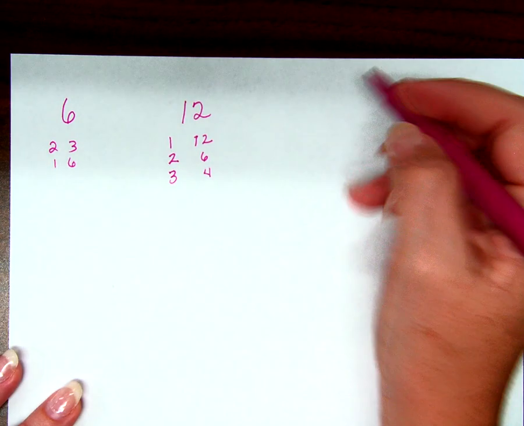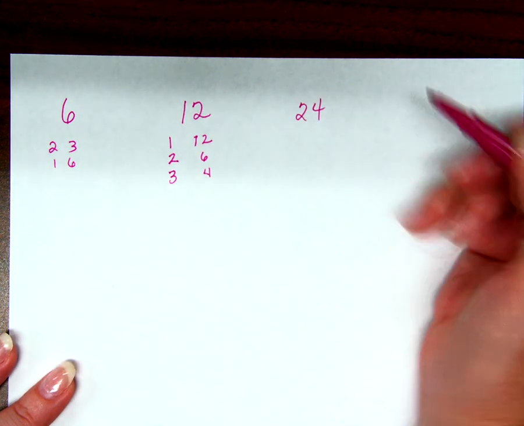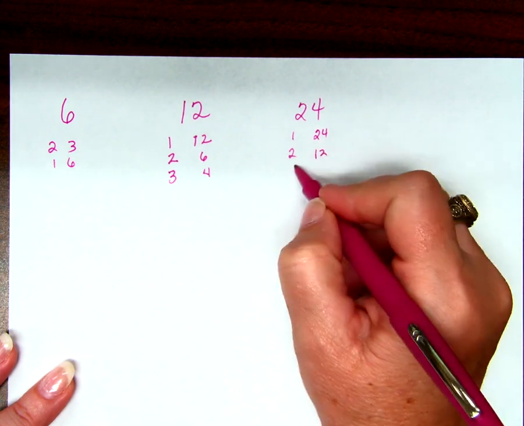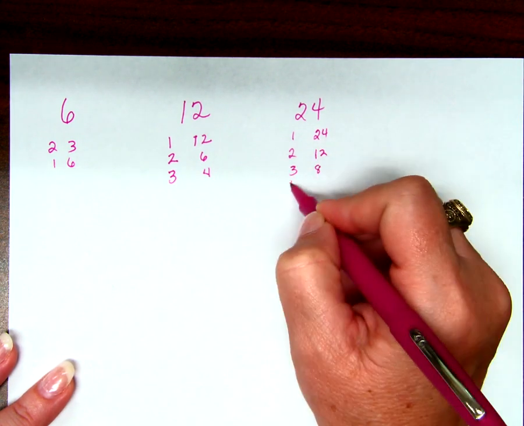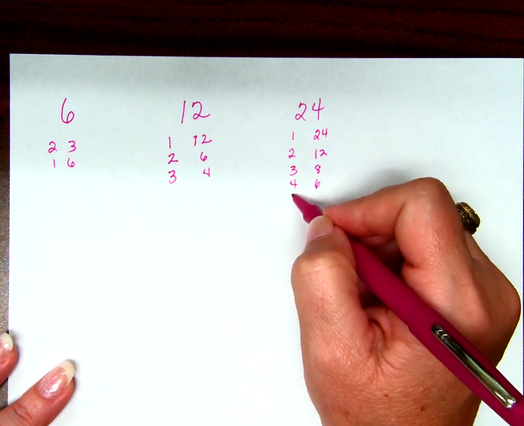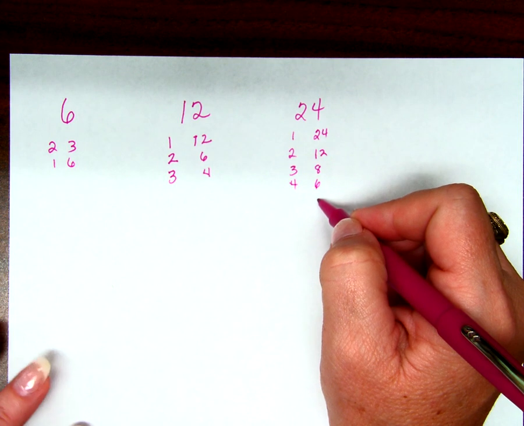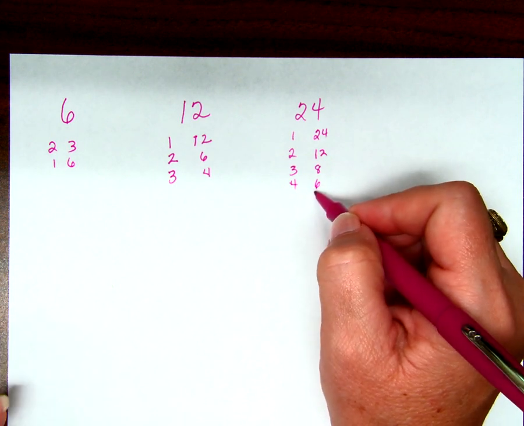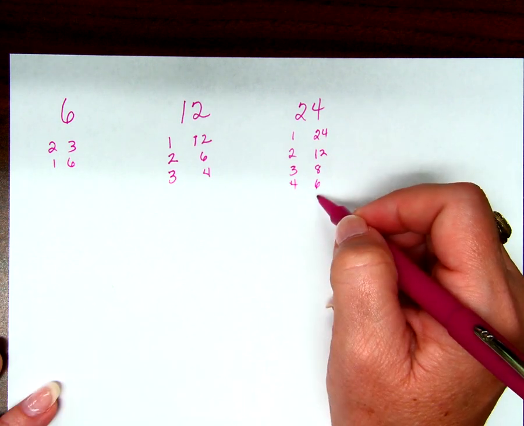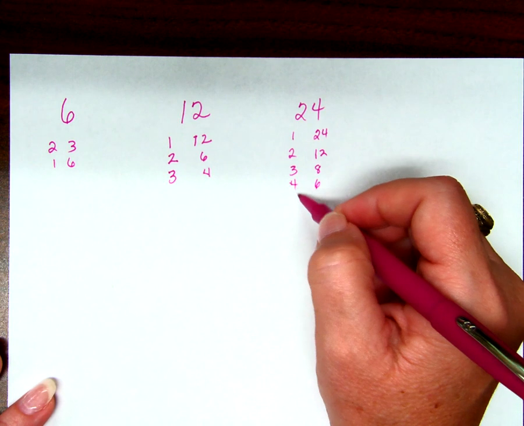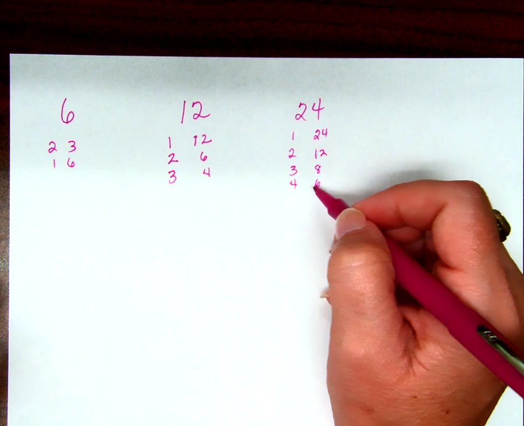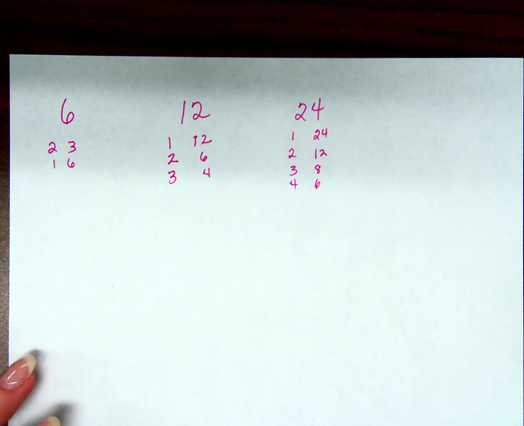What about 24? 1 and 24. 2 and 12. 3 and 8. 4 and 6. Why don't I write 6 and 4? I already have it. Does it matter what order we multiply in? It doesn't. So once I have 4 and 6, I don't have to write 6 and 4 because I already have that, right? So that's what I was saying. This helps me know when to stop too because I already got the 6 right over here. So I don't know, 5 doesn't divide evenly into 24, right?